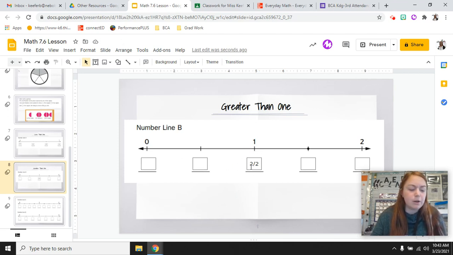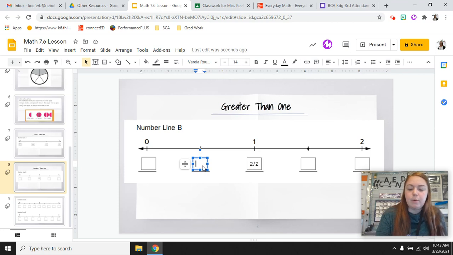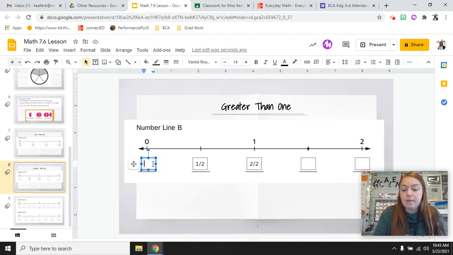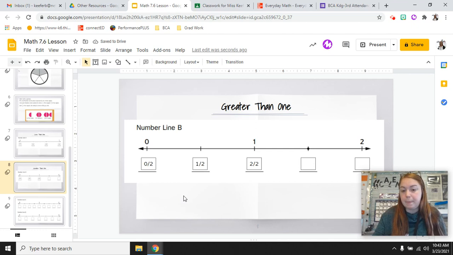So if this is 2 halves, what do you think the other 2 boxes would be? So fill this one in on your number line. And now what do you think the other 2 boxes would be? Well, this one would be 1/2 because there's only one of the two spaces filled in. And then this one would be 0 halves because nothing would be filled in. So these are your numbers that are less than 1 or equal to 1.